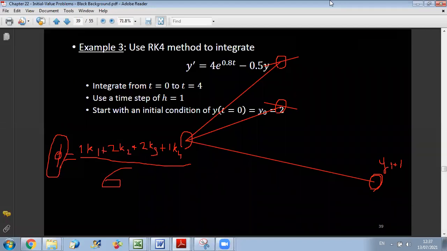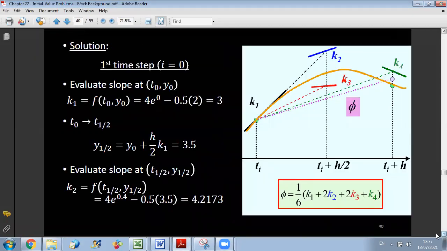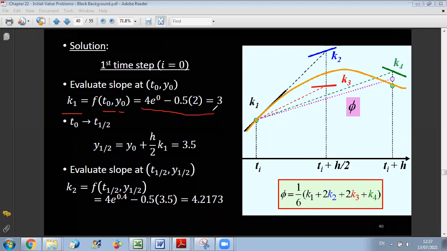So let us do in an example the RK4 method to integrate the same function. So again, we are working with the same function, y prime equal to 4 exponential 0.8t minus 0.5y. We are integrating from 0 to 4 using a time step of 1. And we start with an initial condition of y at t equals 0 equals 2. So the first step will be to just compute K1. To find K1, all we have to do is to say that K1 is f at t0, y0. So in the y prime equation, we replace t0 by 0, and we replace y0 by its value, which is 2.